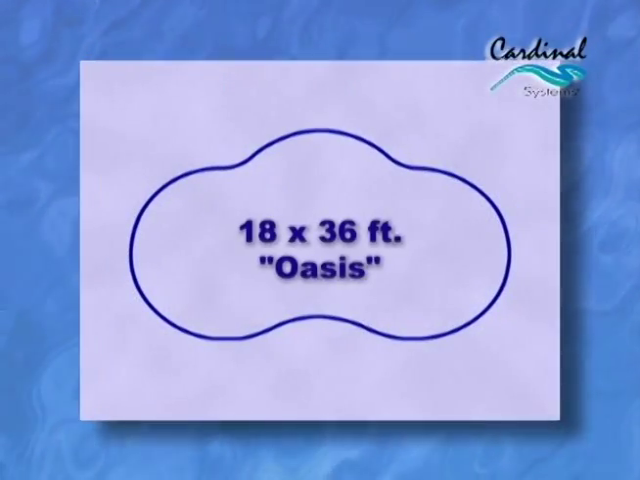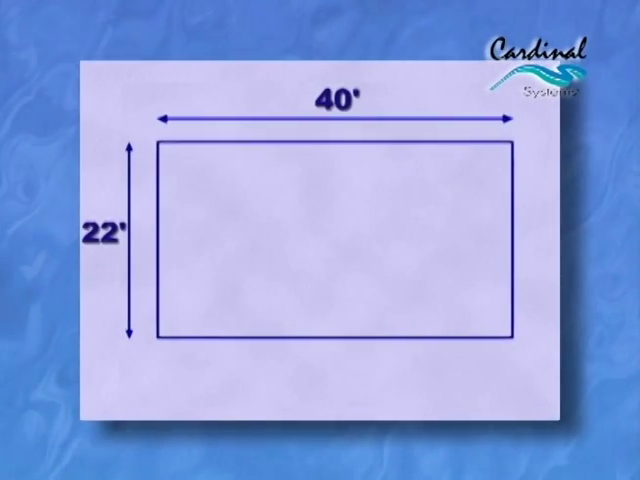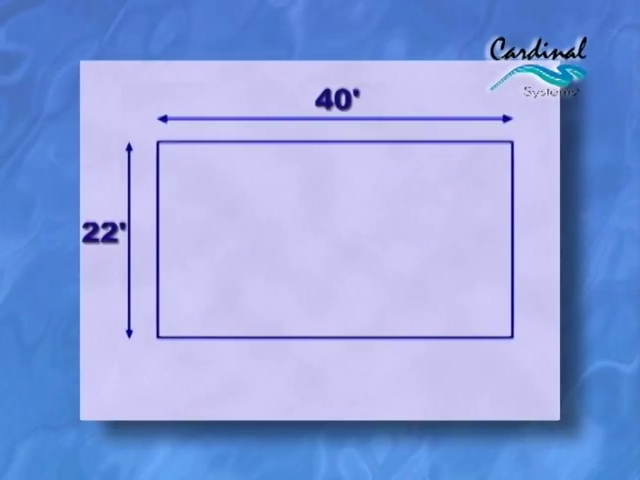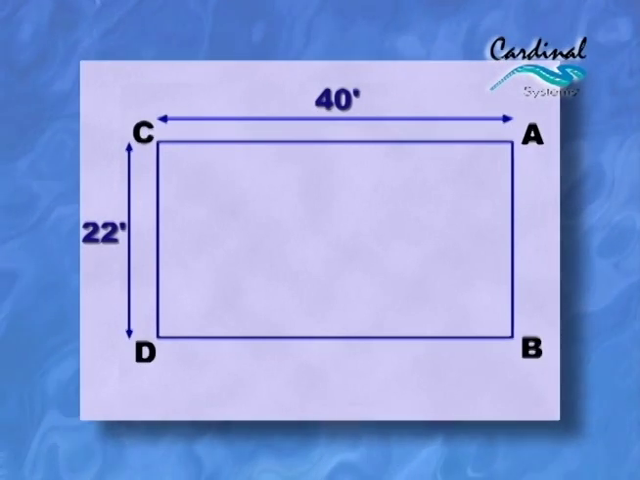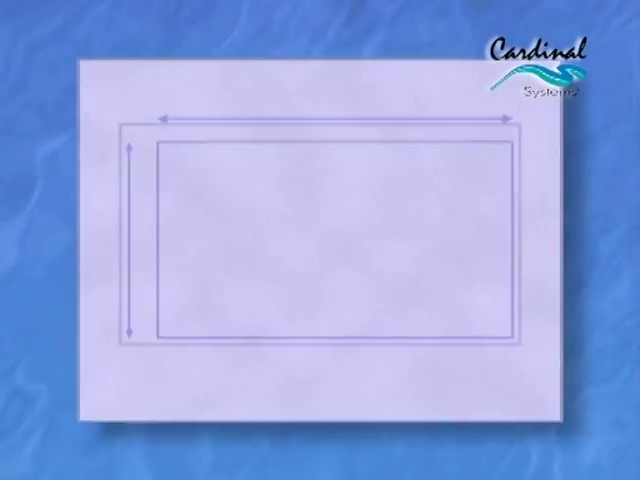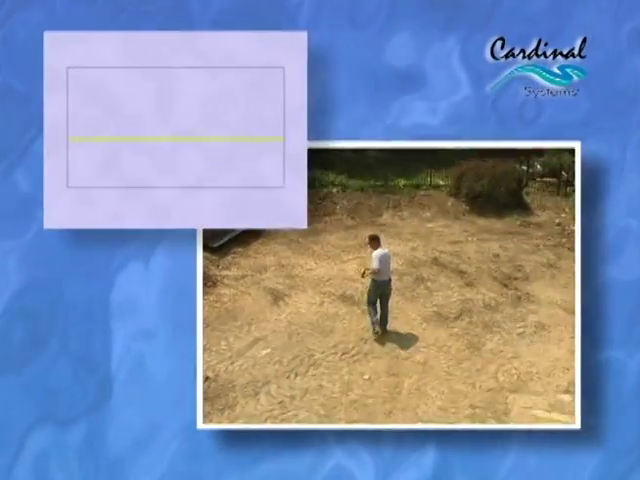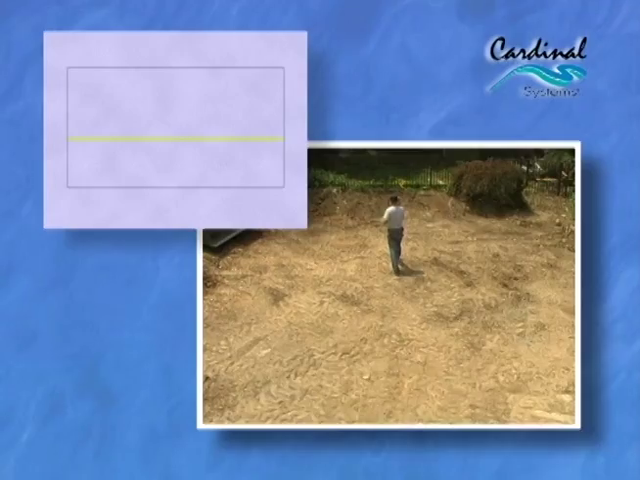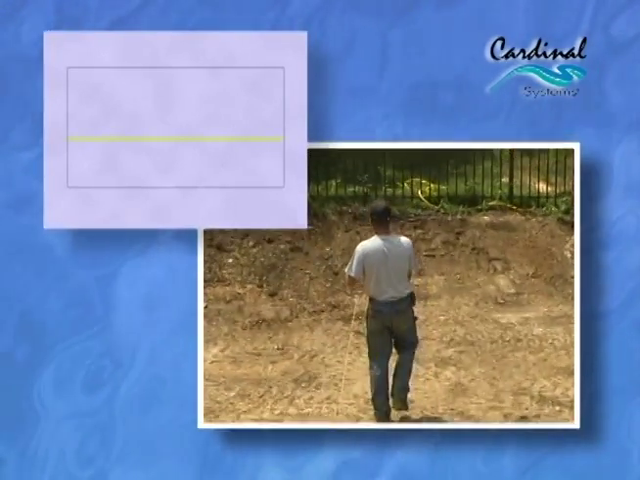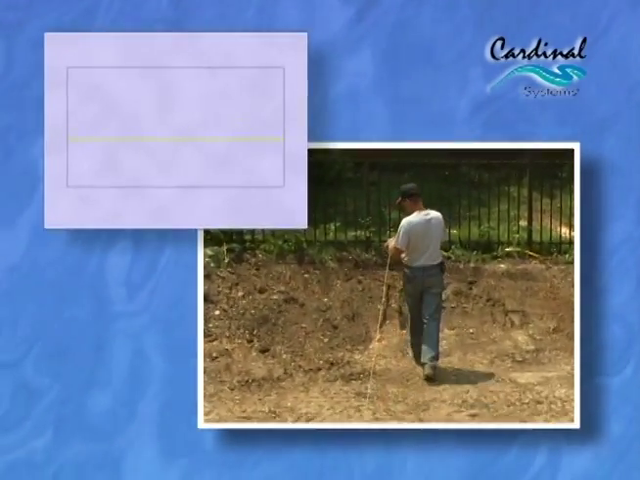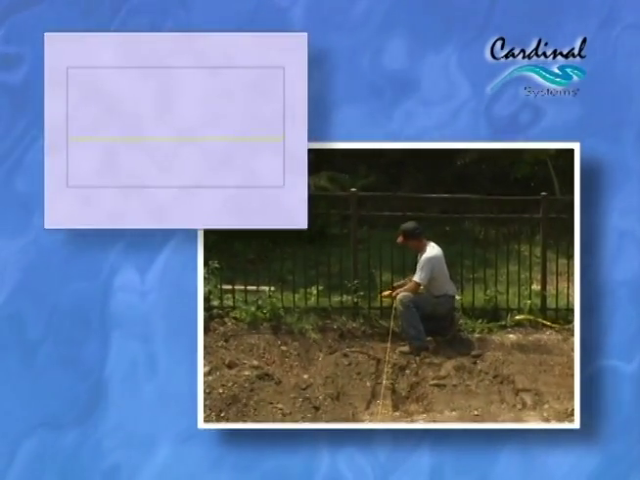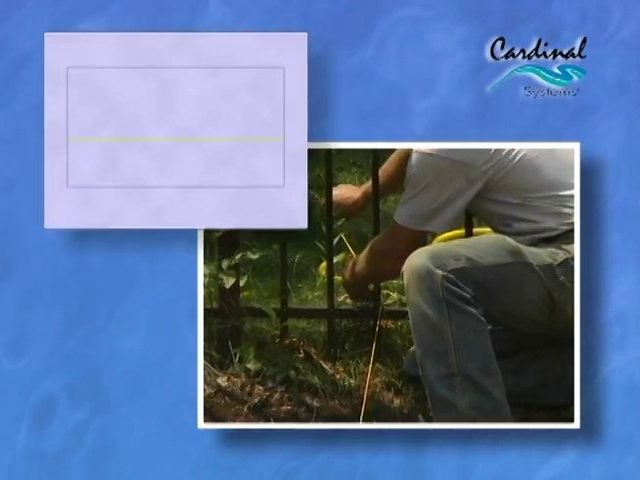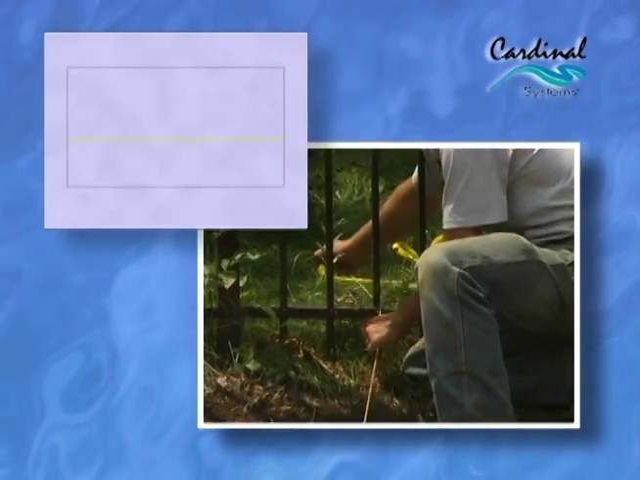This pool is an 18 by 36 free-form Oasis Cardinal model that is laid out inside a 22 by 40 box measurement designated by points A, B, C, and D. Start by running a string from one end of the site to the other. This string should approximate the center of where the pool will lie, going from shallow end to deep end. Be certain both ends of the line are securely fastened, as you'll use this as the center point from which to proceed with critical layout measurements and marking.